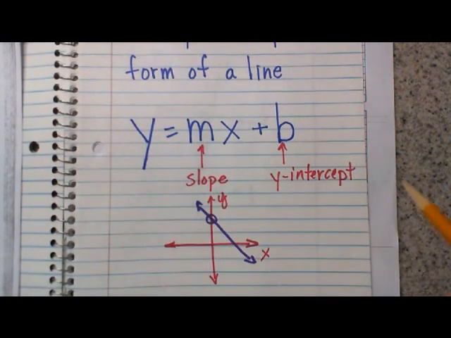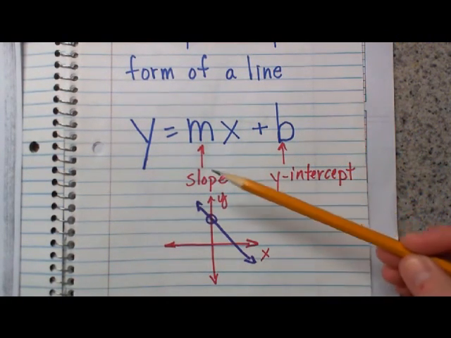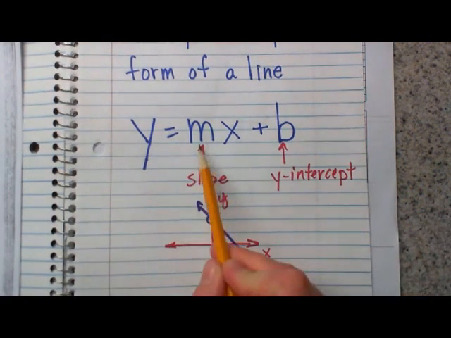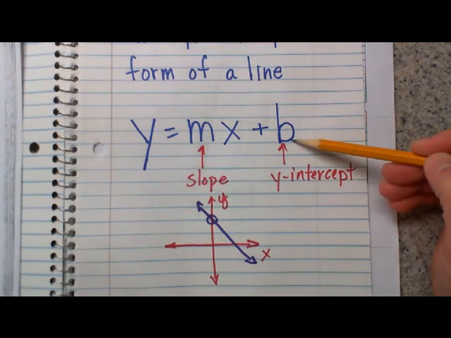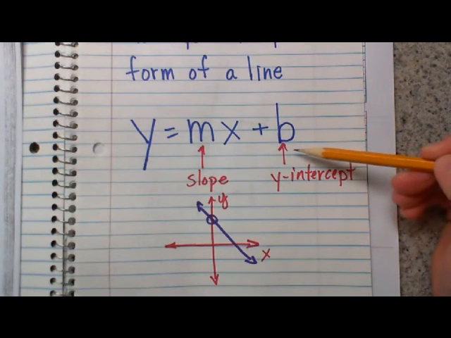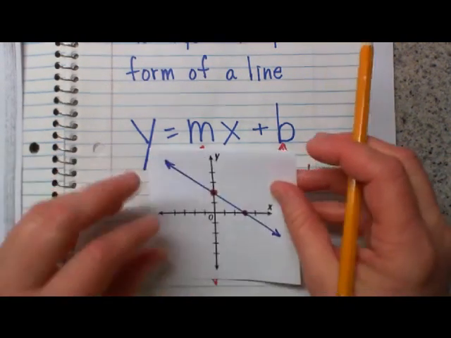So using the slope-intercept form of a line is really just that easy. All you have to do is look at the number or the coefficient in front of the x, and that's going to be your slope. And then the last number, whatever is plus or minus, is going to be your y-intercept. It's really just that easy. So let's take a look at an example, okay?